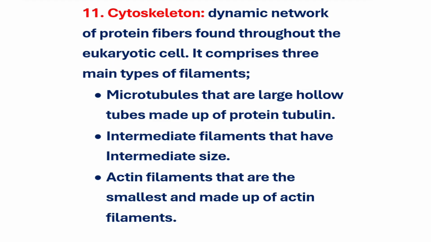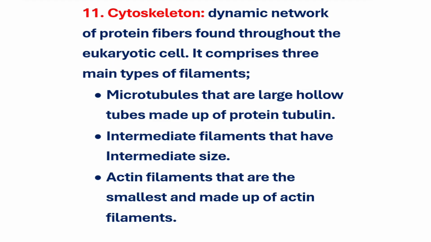Microtubules are large hollow tubes made up of the protein tubulin. They are crucial for intracellular transport, cell division, that's forming of the spindle fibers, and formation of cilia and flagella. Intermediate filaments provide mechanical strength and structural support to the cell. Their specific protein structure varies depending on the cell type. The actin filaments are the smallest and are made up of the protein actin. They are involved in cell shape changes, muscle contraction, cell motility, and cytoplasmic streaming.